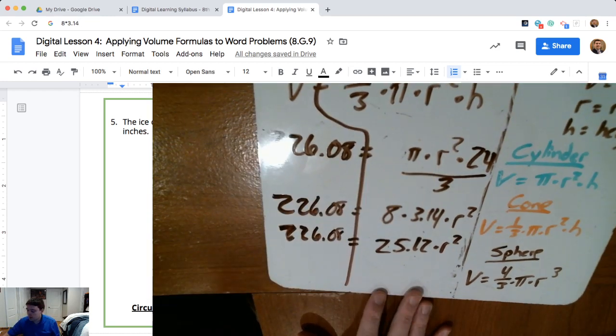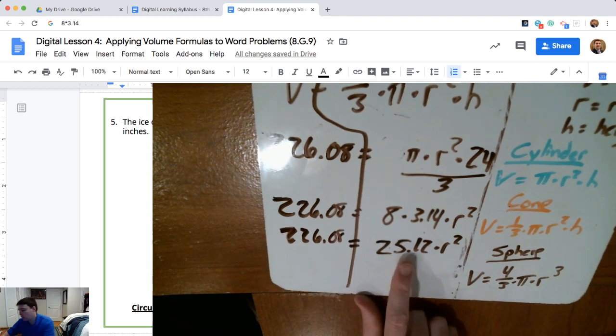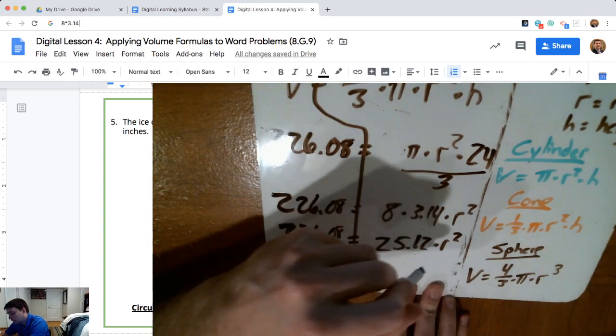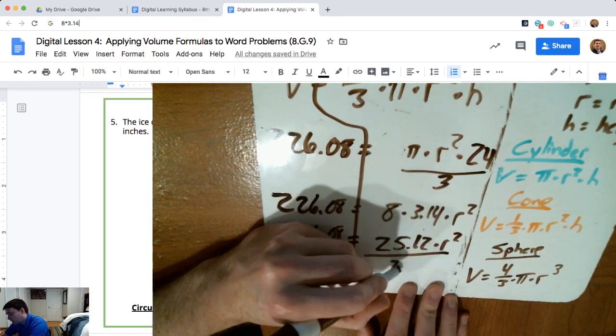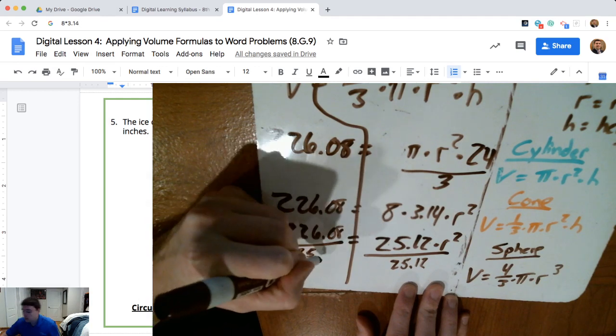At that point, to get r squared alone, we're going to divide. That's the opposite of multiplying. If the coefficient is 25.12, we divide by 25.12. Same thing on both sides to keep the scale balanced.